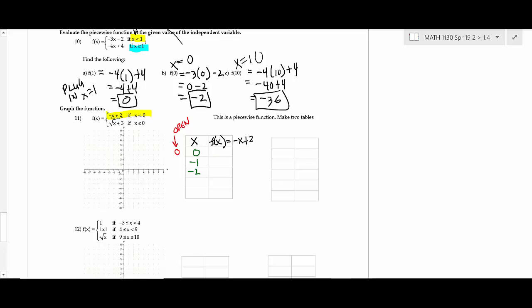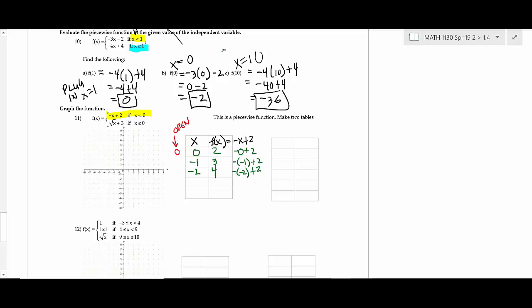Now, you want to plug into that top function, and you can do this in your head. You're going to do -0 plus 2, then -1 plus 2, then -2 plus 2. You're doing -x and then adding 2 to it. So the first one would be 0 plus 2, so that's 2. The second one would be what? 3, good. 1 plus 2 is 3. And then the last one would be what? 4.